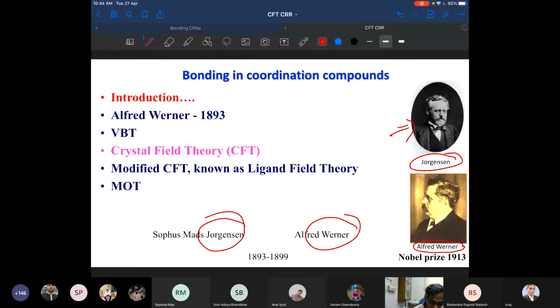Okay. So we have valence bond theory. I already explained the crystal field theory. There is a modified CFT, that is ligand field theory, and then MOT. MOT I have already studied. We will not go to the advanced topic.